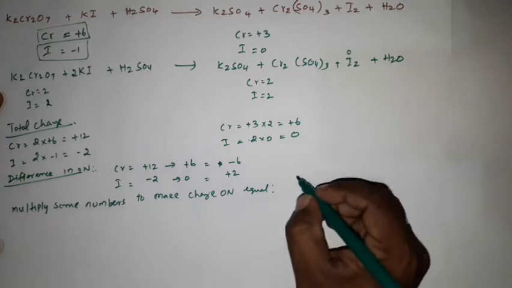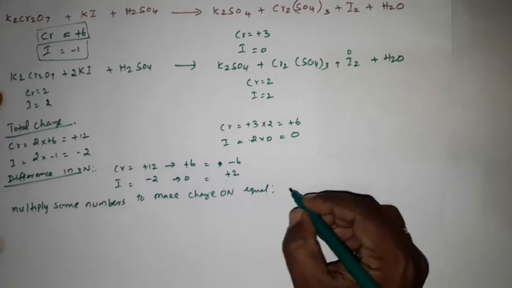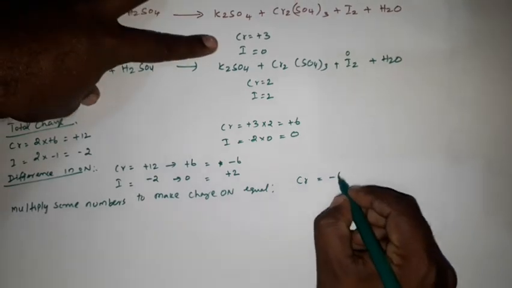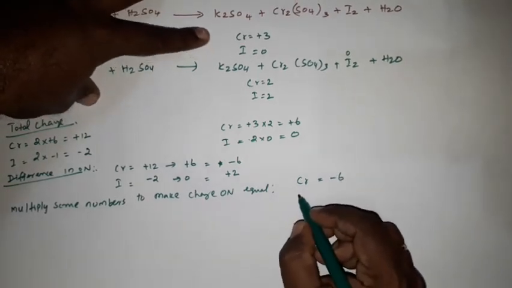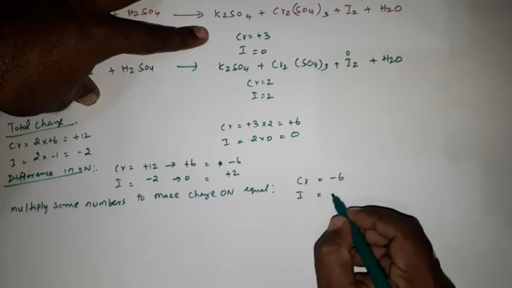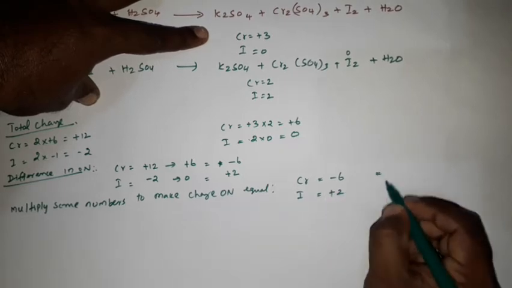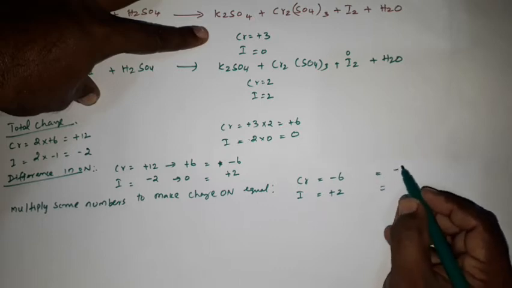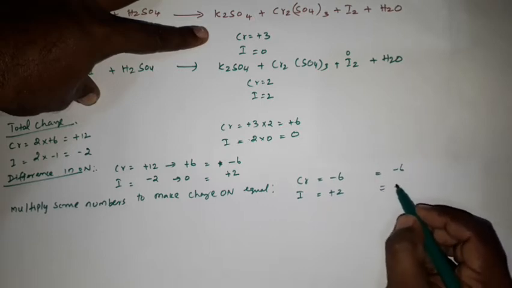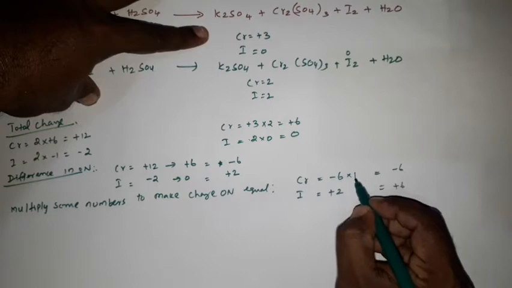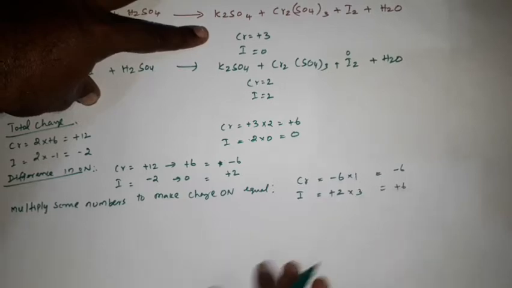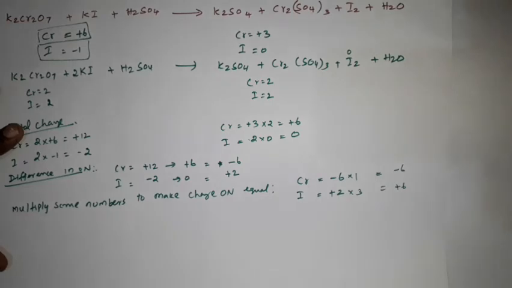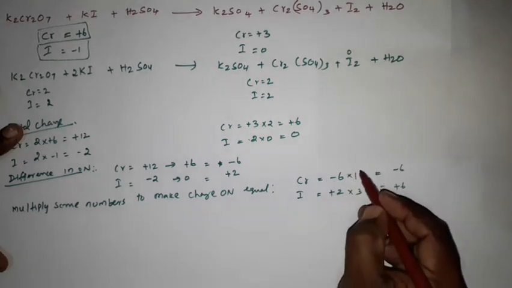So how to make it balance? So we are going to multiply some numbers. For chromium, that is minus 6, and for iodine, that is plus 2. How can you make it equal? Here I am going to make minus 6, here I am going to make plus 6. So I am multiplying by 1, here by 3. Okay, so now this is the number you have to use to multiply in the equation.